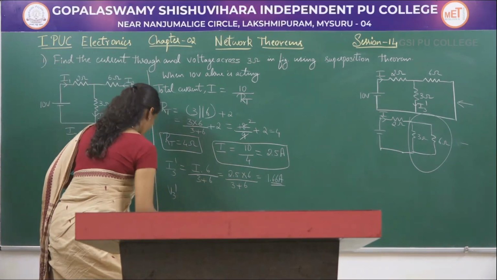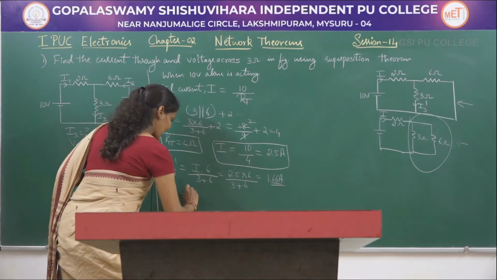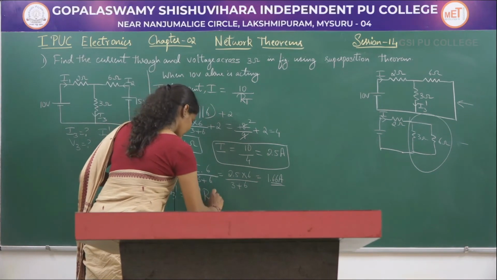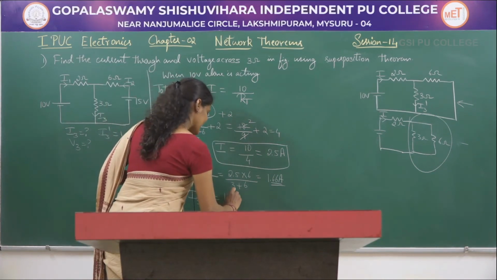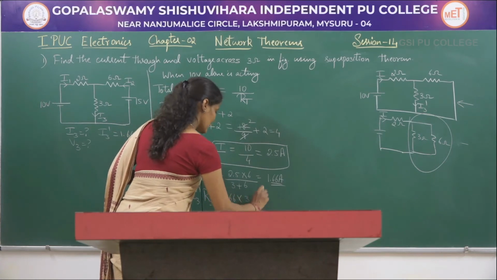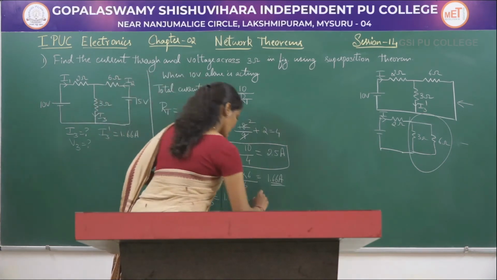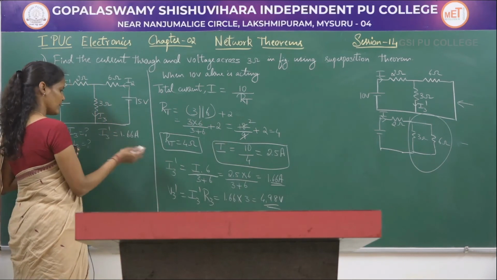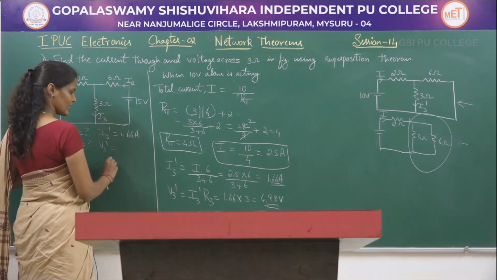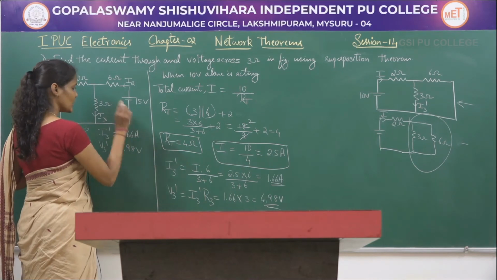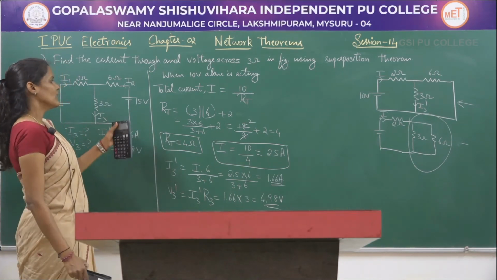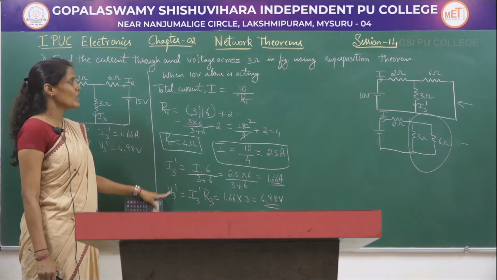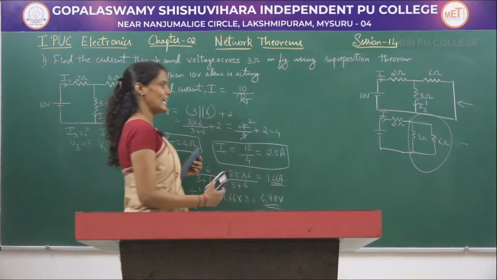So let me denote that as V3 dash, which will be equal to I3 dash, the current flowing through that resistor, into that resistance value R3, which is equal to 1.66 into 3, which is equal to 4.98 volts. Please don't forget to mention the units. So V3 dash is equal to 4.98 volts. So we have found out the current through that 3 ohm resistor and the voltage across the 3 ohm resistor when only 10 volts is acting.